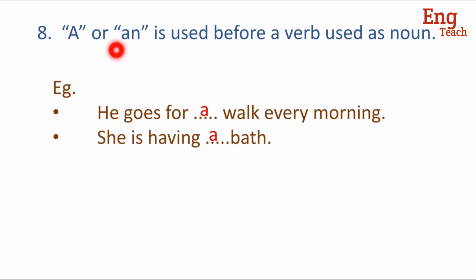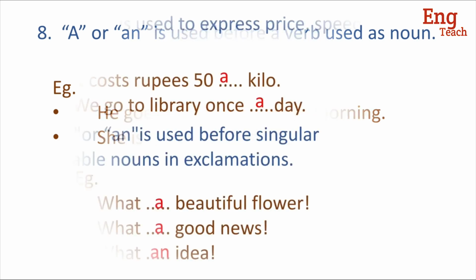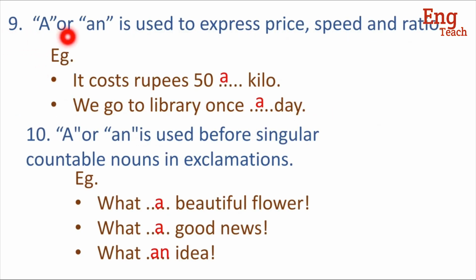Rule number 8. A or an is used before a verb used as a noun. For example, he goes for a walk every morning. She is having a bath. Rule number 9. A or an is used to express price, speed and ratio. For example, it costs rupees 50 a kilo. We go to the library once a day. Rule number 10. A or an is used before singular countable nouns in exclamations. For example, what a beautiful flower, what a good news, what an idea.